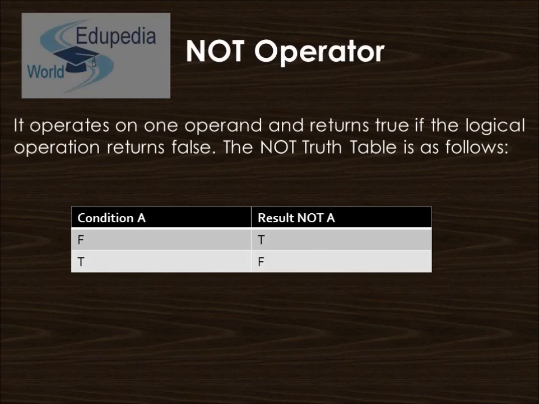Then comes the NOT logical operator. It operates on only one operand and returns true if the logical operation returns false and vice versa. So the NOT truth table is as follows. If the condition is false, the NOT will return us true, as well as if the condition is true, the NOT operator will return false. So this is how the operators work in BASIC.